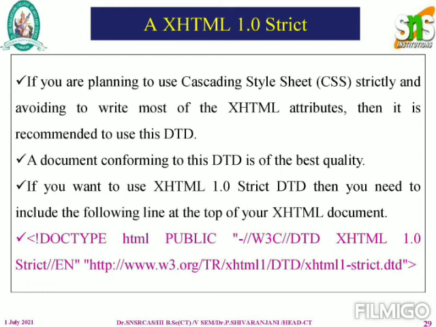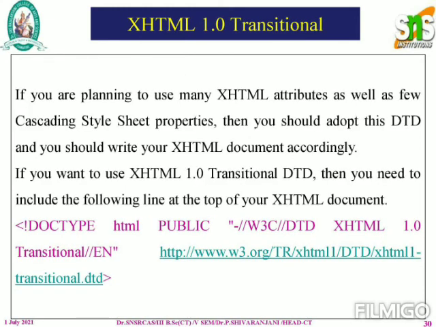So the next one is Transitional. If you are planning to use many HTML attributes as well as a few cascading style sheet properties, then you should adopt this DTD and write your XHTML document accordingly. If you want to use the XHTML 1.0 Transitional DTD, you need to include the following line at the top of your HTML document: the document type HTML PUBLIC, W3C, the version, Transitional, and the language.